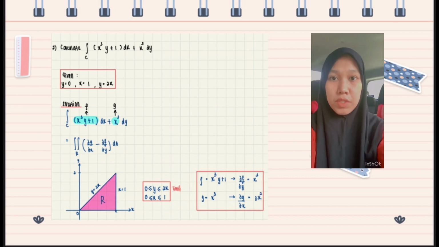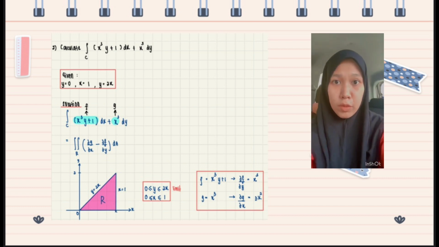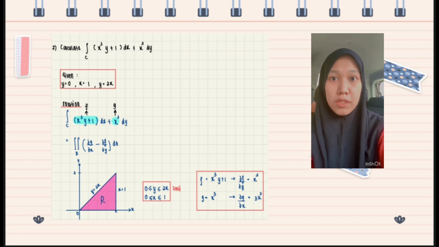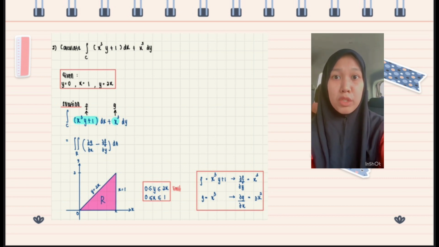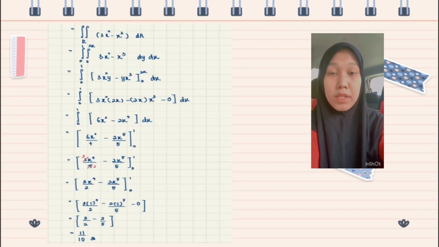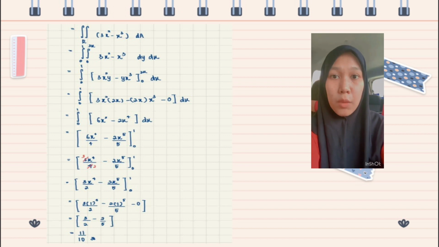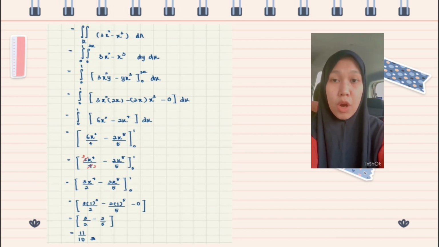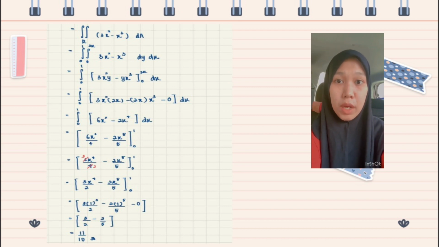After differentiating, we sketch the shape using the values of x and y: x equal to 1, y equal to 0, and y equal to 2x, using the xy plane. Okay, we integrate ∂g/∂x minus ∂f/∂y dA. So we use the coordinates y equal to 0 and 2x, x equal to 1 and 0. The equation we get is the integral of 3x² minus x³ dy dx.